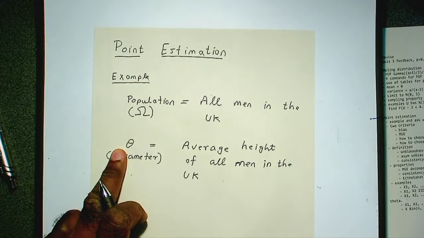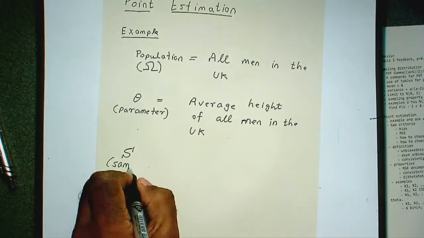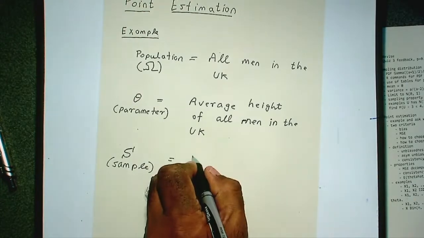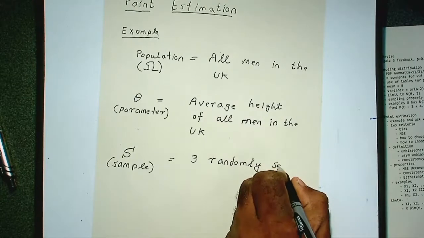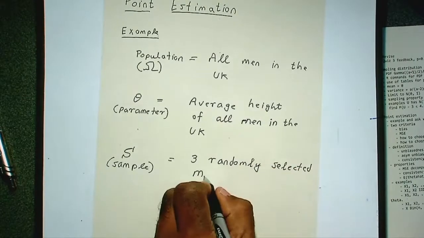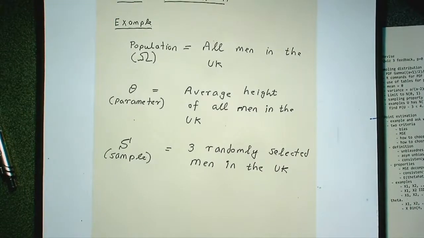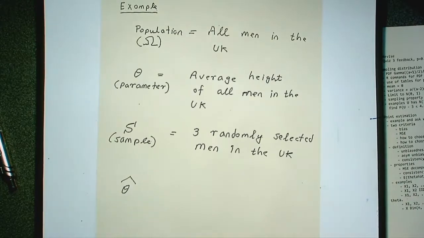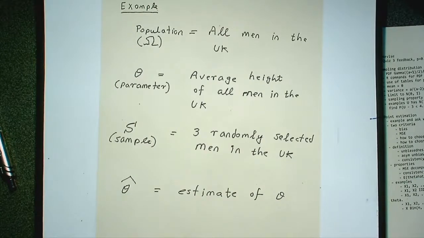So what you need to do is draw a sample which is accessible. So let's draw a sample S. S denotes the sample. Suppose I select 3 men randomly selected from the UK, right? And you can estimate theta. Theta hat is an estimate of theta based on the sample S.